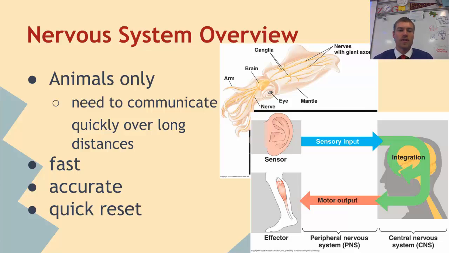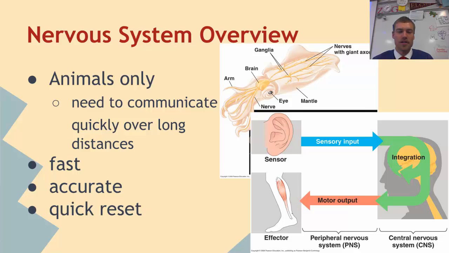Nervous systems and nerve cells are only found in animals, and the reason why they are in animals is because animals need to communicate quickly over long distances. You think about our bodies, right? Our bodies are made up of trillions of cells, and we're between a meter and 2 meters from the ends of our bodies. We want to be able to communicate over those long distances, and we need to do so quickly, especially because we have our brains that are controlling everything, and then we've got muscles like in our legs and our feet that we want to be able to move.